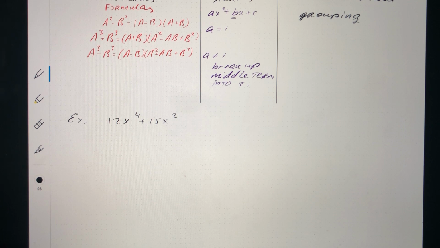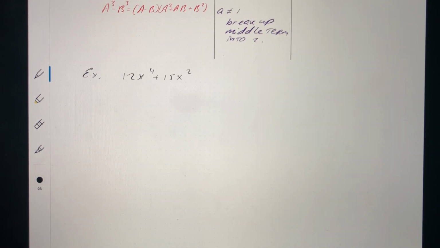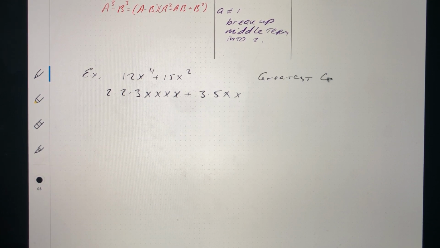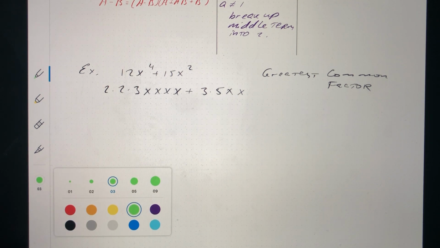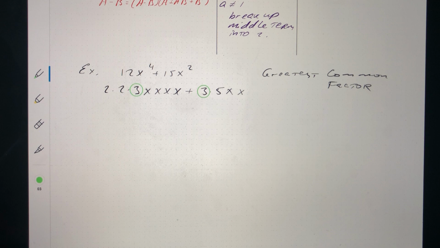The second step is to factor out the GCF, the greatest common factor. That literally means if we break up the 12 into 2 times 2 times 3, and x to the fourth is x 4 times, and 15 is 3 times 5, and x twice, we look for the greatest common factor. What is the most in common? Well, 3 is in common between the numbers, and 2 x's are in common between the letters.